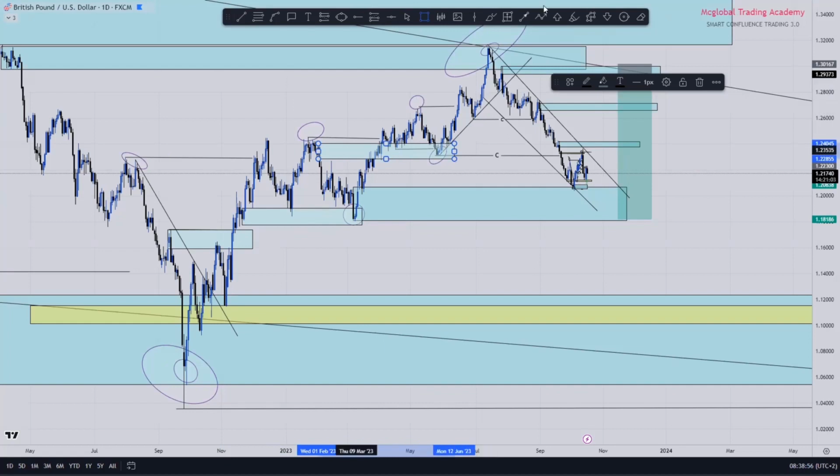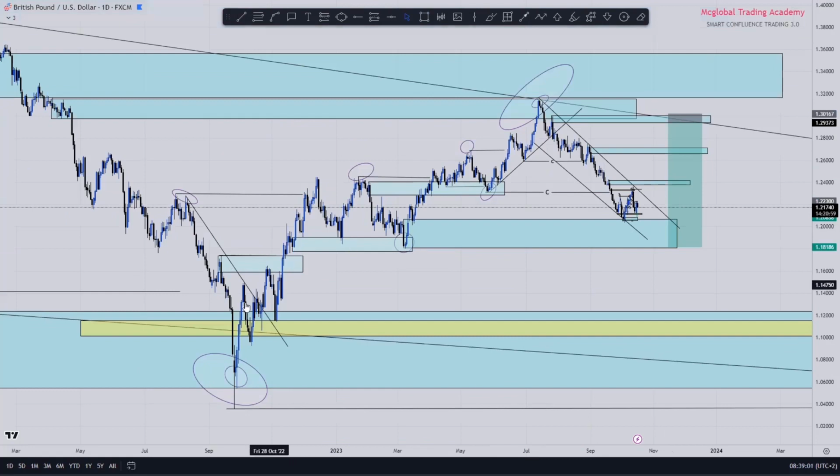So you notice so many entries that you could have caught. You would have caught this breaker block. This buy, you could have caught it. After breaking the supply, that was a breaker block. You could have caught it as well.